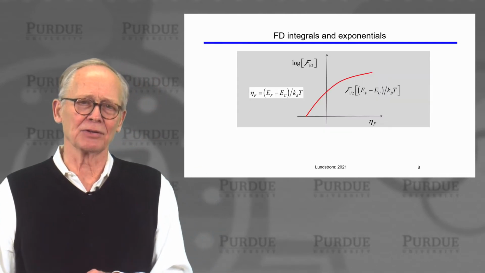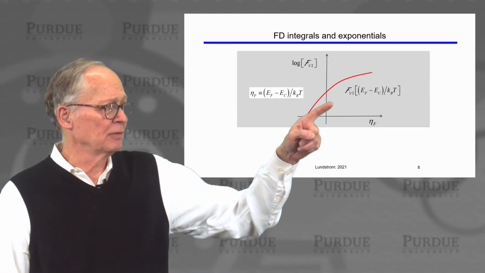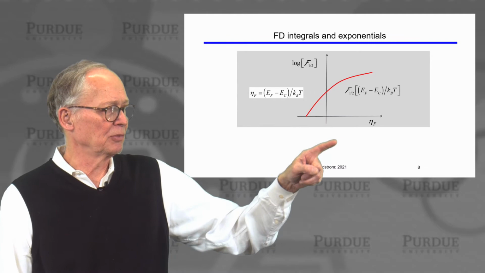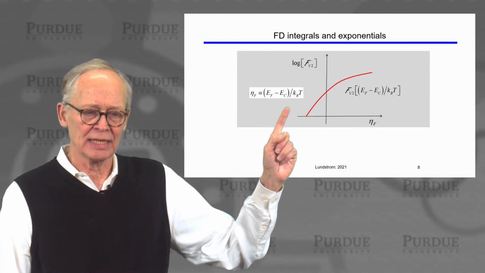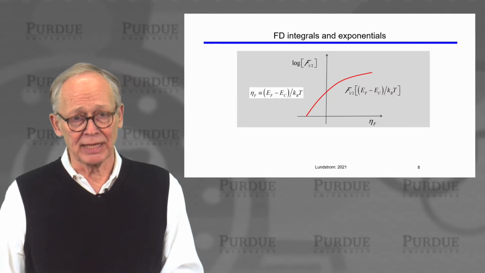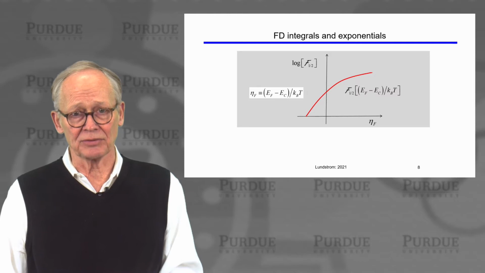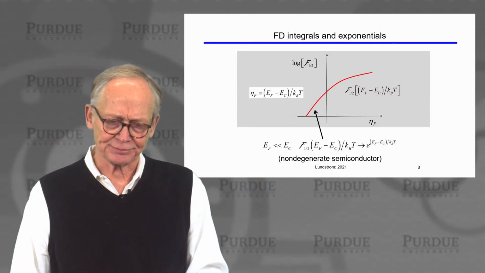Well, this Fermi-Dirac integral is a little complicated function. It depends on the Fermi level. We often plot the Fermi level in reduced, dimensionless terms. Eta F is the location of the Fermi level with respect to the bottom of the conduction band in units of kT. And if we do a plot, we'll get something like this.